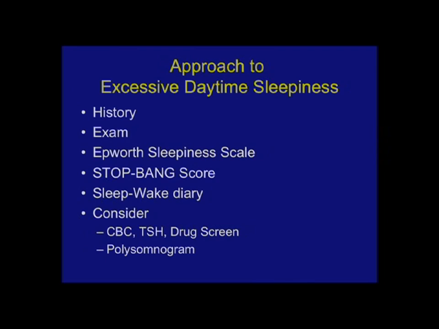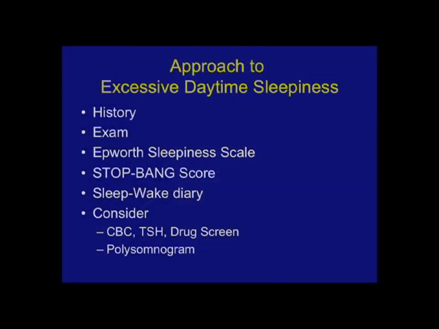We may ask the patient to complete a 2-week sleep diary to look at the patterns they're keeping over 2 weeks, to get an idea whether they're actually getting their 8 hours of sleep and what is the shift. Are they a delayed shift or an advanced shift? And we consider certain workup in these patients, such as a CBC, a thyroid, or a drug screen. And then we may consider a polysomnogram depending on the situation.